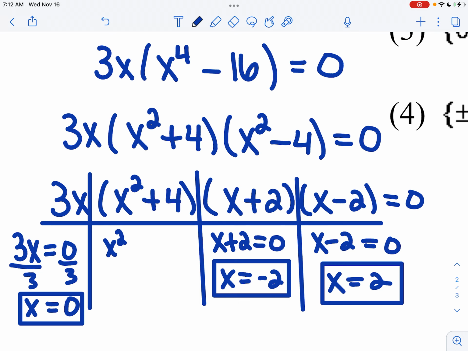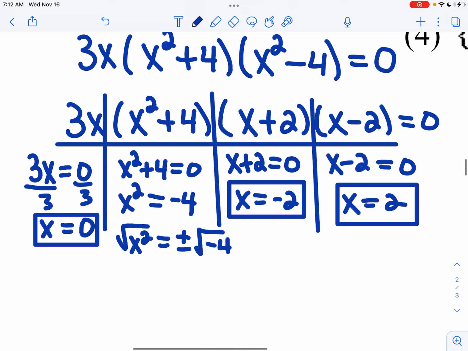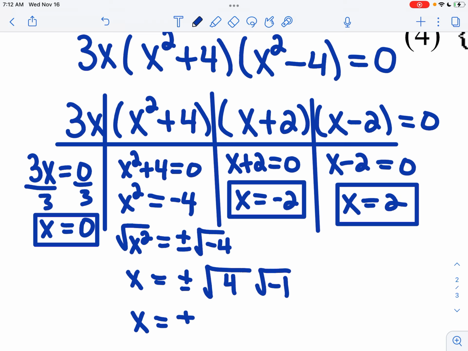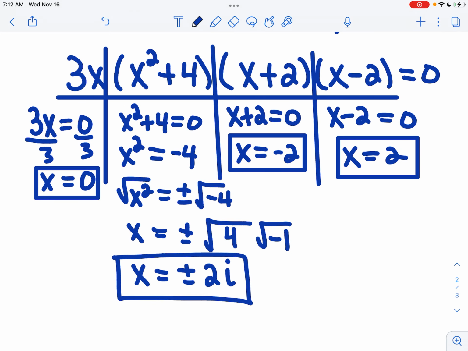And then x squared plus 4, similar to the one we did before, when I go to take the square root of x squared and the positive negative square root of negative 4, remember, we're really seeing the negative 1 or the 4 separately from the negative 1, and we get a positive negative 2i. So 3 real roots and 2 non-real roots.